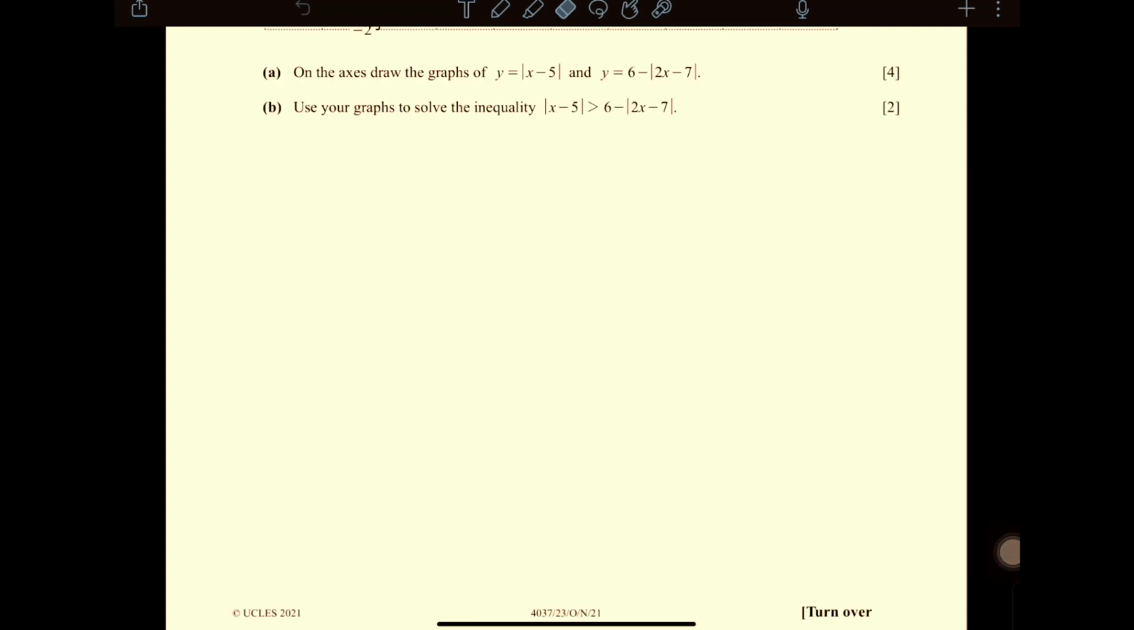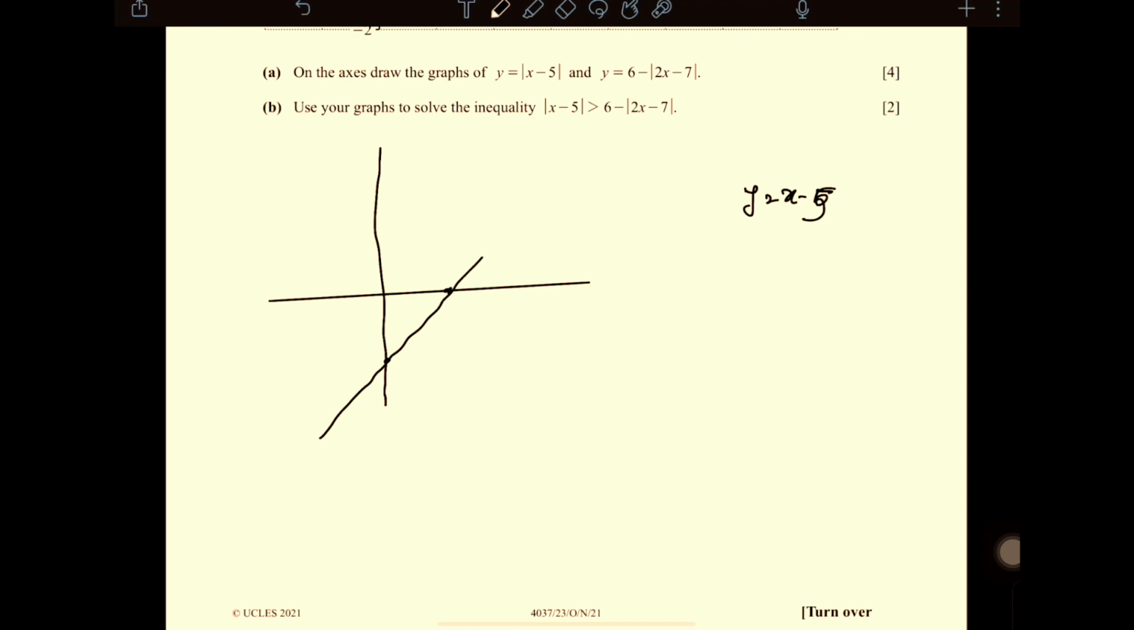Let us do a rough sketch. First of all, we need to draw y equals x minus 5. If x is 0, y is minus 5, and if y is 0, x equals 5. So this graph is this, and the part which is lying below the x-axis, I mean at 0, minus 5, will be reflected in the x-axis. So it will be 0, 5. And the meeting point will be 5, 0.